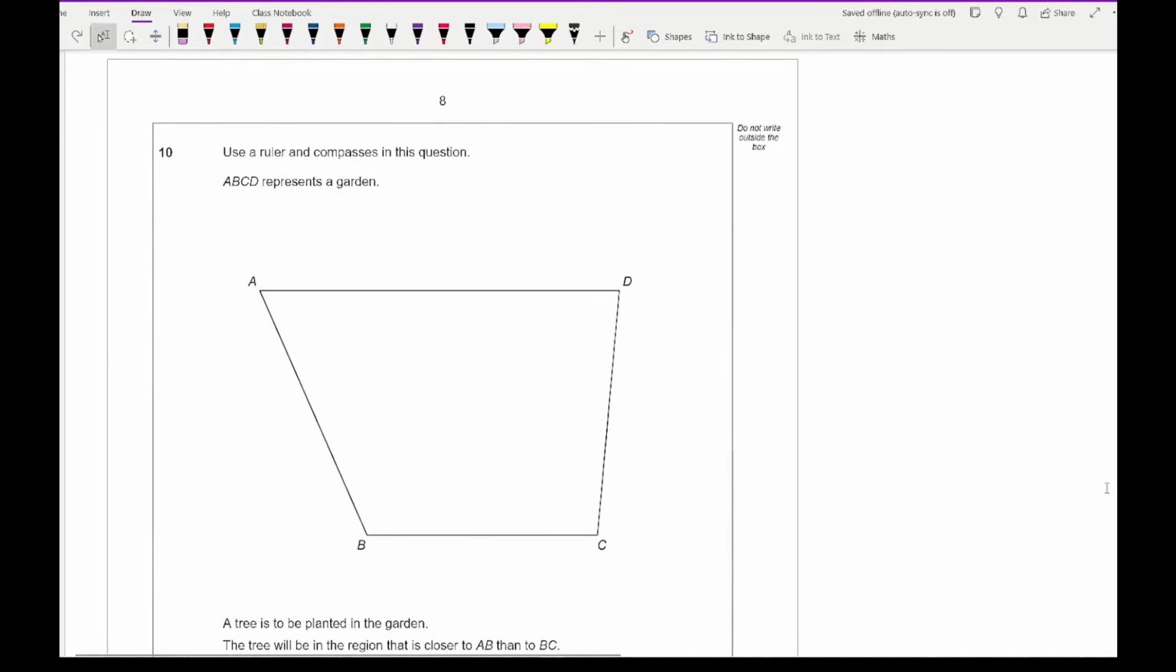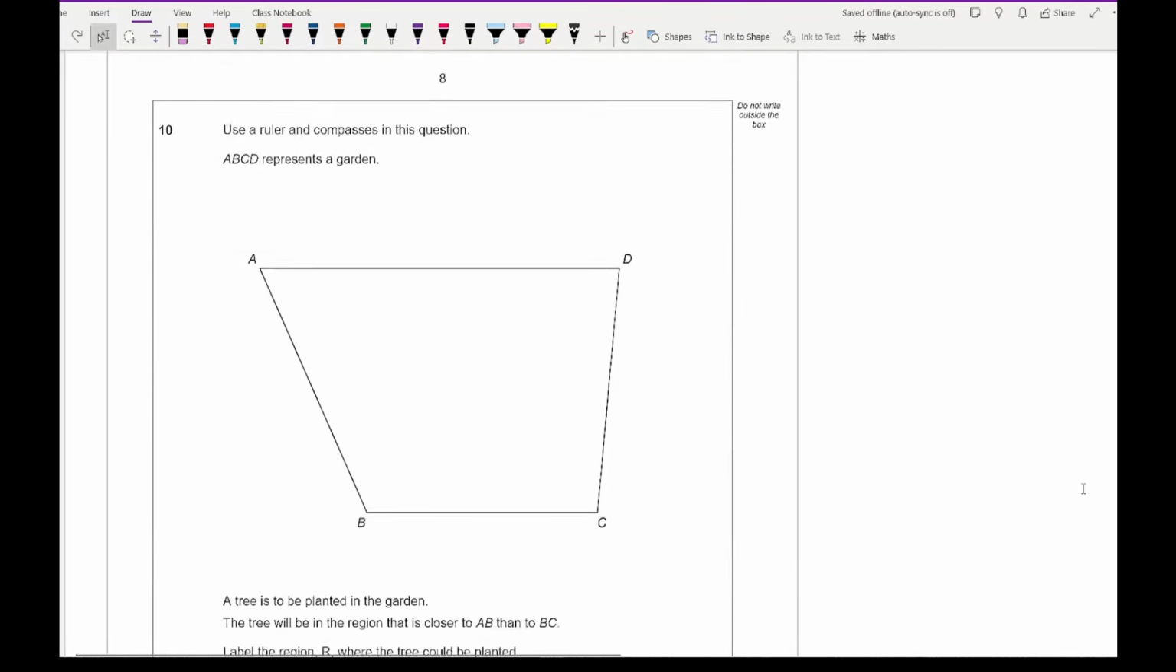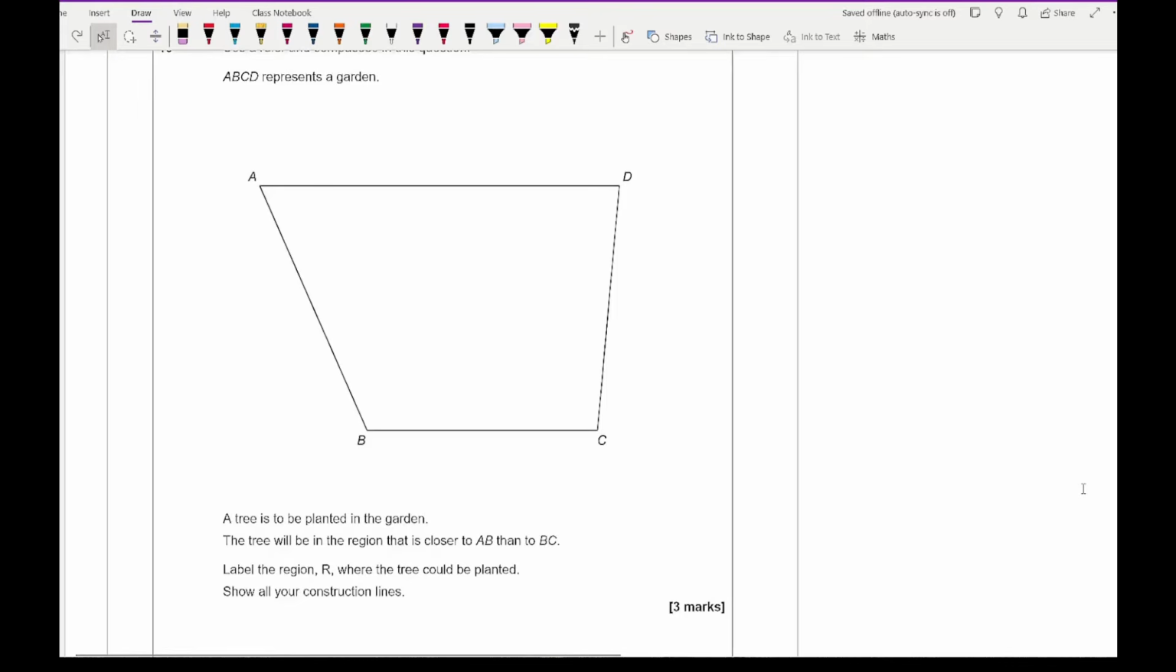Moving on to question 10, it says use a ruler and a compass in this question, and it says a tree is planted in the garden. The tree is to be in the region that is closer to AB than BC. Label the region R where the tree can be planted. So for this, what we need to do is look at the common letter, which is B.